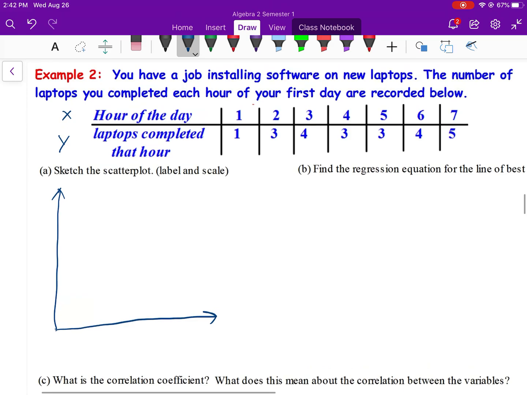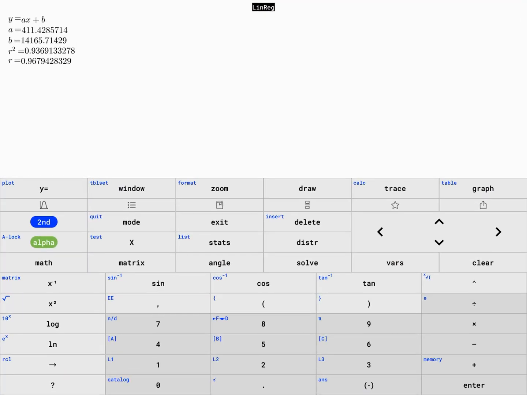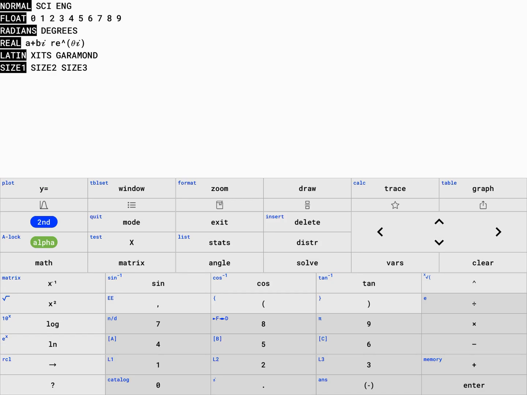Now, to do this, we're going to use this app, Calculator Pro, which everyone should have. If not, you need to get onto Mozo and download that. So if we find it here, there it is. And this is going to be basically just like the TI-84s that you see in class.